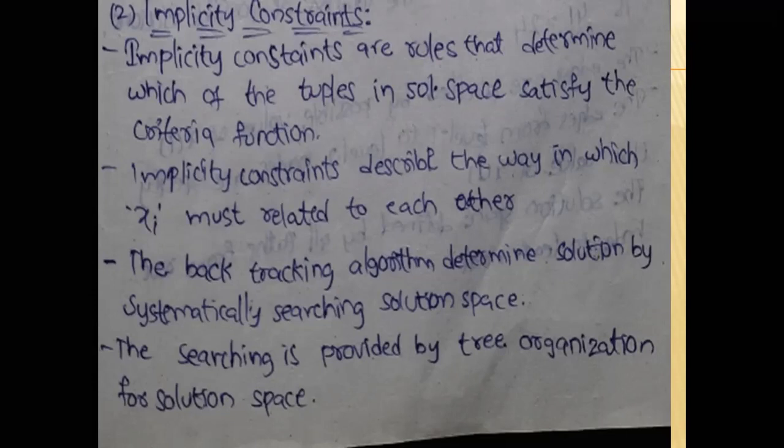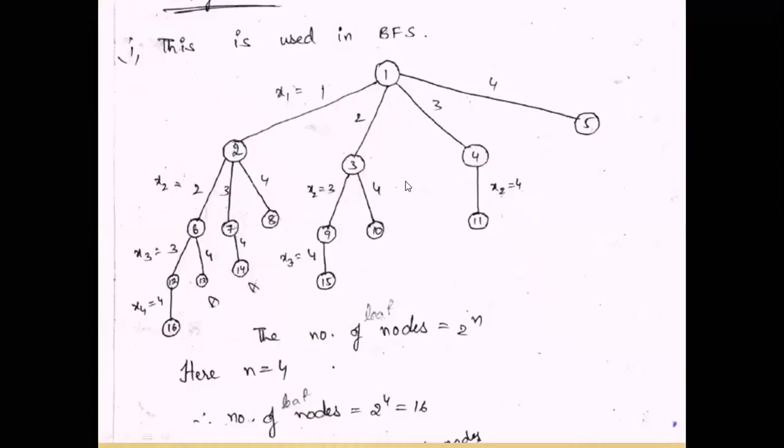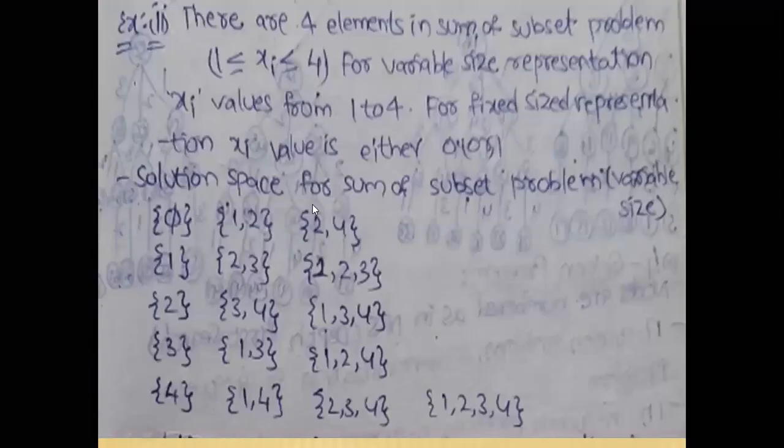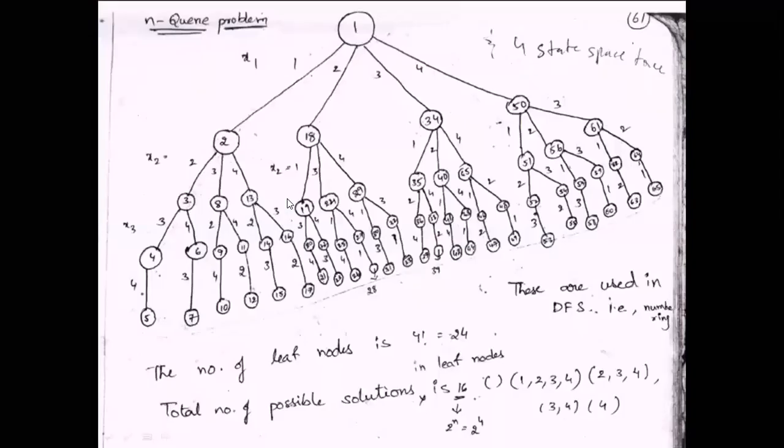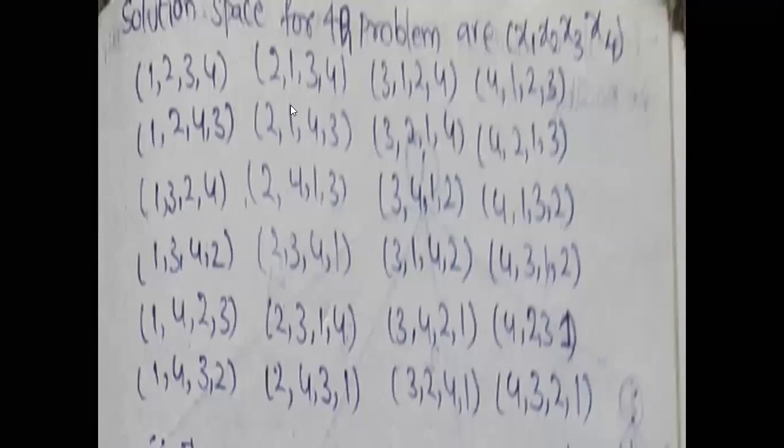Systematically means the solution space is represented by a solution space tree. All the solution spaces represented by a tree is called a solution space tree. For example, in the four queen problem, the solution space is represented by the tuples 1 2 3 4, 1 2 4 3, and so on, totally 24 tuples.